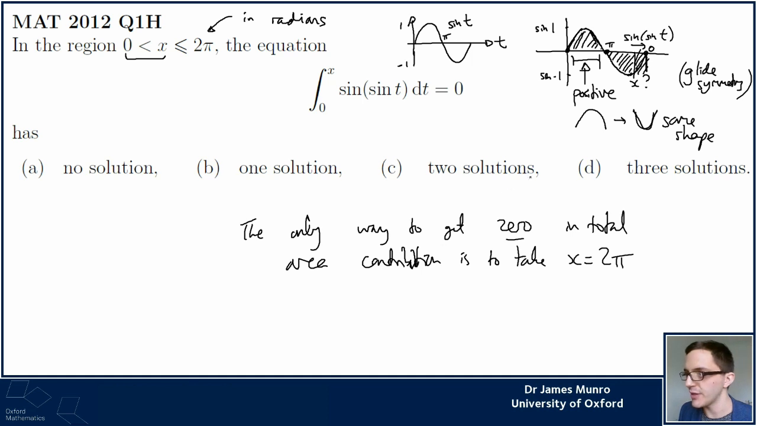Okay, once we move that over there, we get 0 now because we're integrating this positive bit of area and this negative bit of area. So overall, that'll be 0. So I think that's B, one solution.